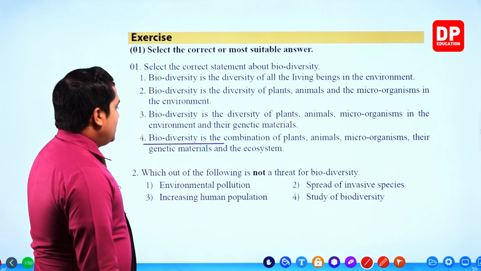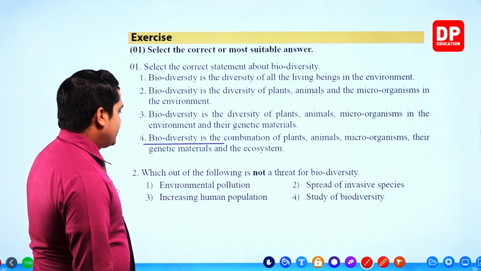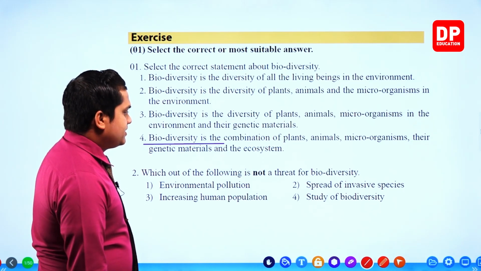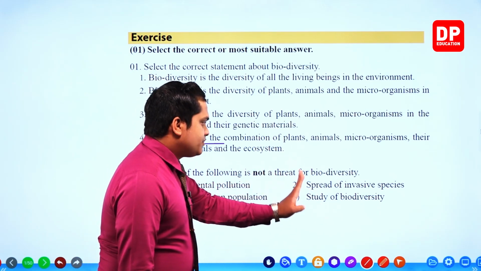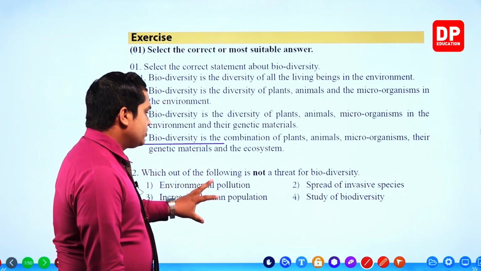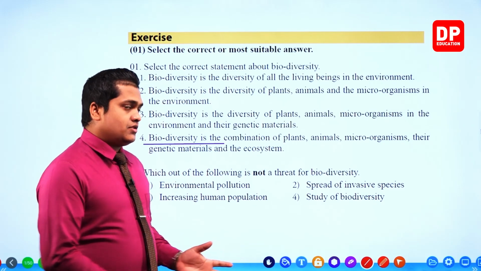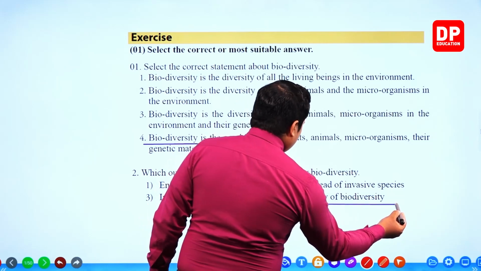Next one. Which out of the following is not a threat for biodiversity? Environmental pollution, increase in human population, spread of invasive species, study of biodiversity. Spread of invasive species, yes. Environmental pollution, of course, yes. Increasing human population, that is also a threat. However, my dear children, study of biodiversity, that is not a threat.